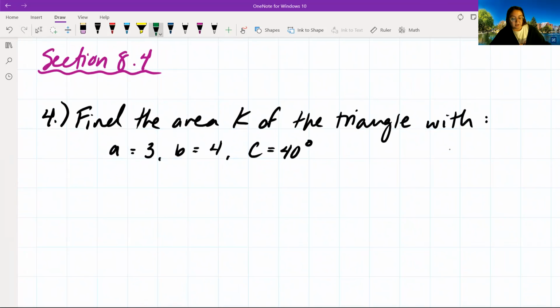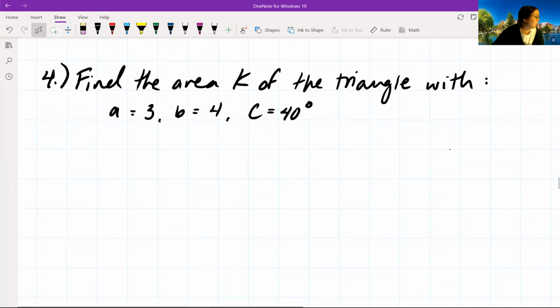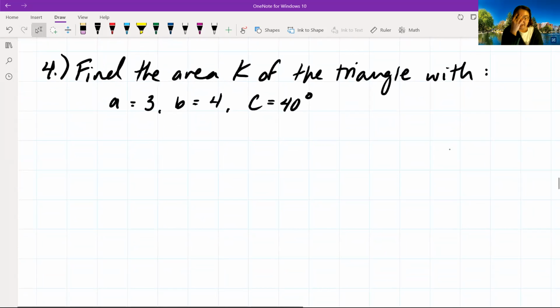All right, so section 8.4, that's our last section for chapter 8. We want to find the area K of the triangle with side length A equal to 3, side length B equal to 4, and the angle measurement C equal to 40 degrees. Finding the area K is very simple. In this section, we were given the formula for K, so we just want to use that formula.